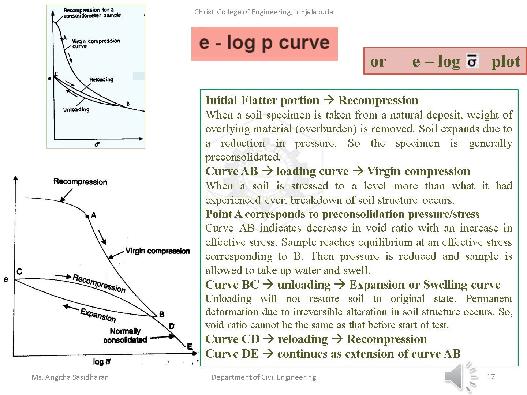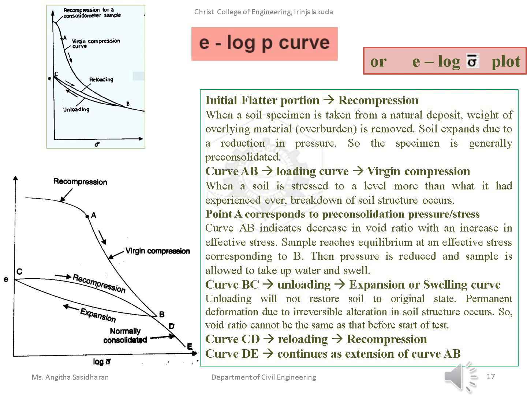So you can see the initial flatter portion. What is it representing? It is marked as recompression. What is this initial flat portion? What is the significance of that portion? To perform a consolidation test, we are taking a specimen from a natural deposit, isn't it? So initially that specimen was under some load, maybe the weight of the overlying material, or the overburden. That overburden is removed, and then you are taking that particular specimen and keeping it for the test.